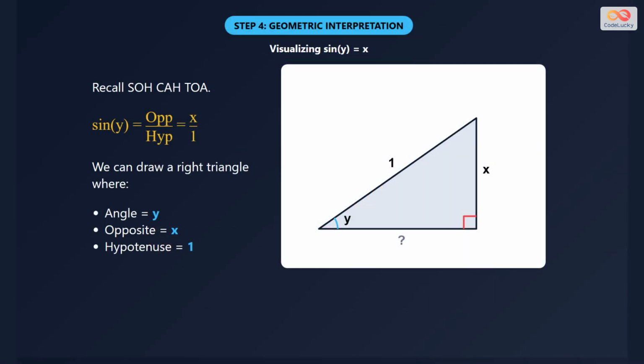To convert cosine of y back into x, we use geometry. Recall that sine is opposite over hypotenuse. Since sine of y equals x, which is x over 1, we can draw a right triangle with angle y, an opposite side of x, and a hypotenuse of 1.